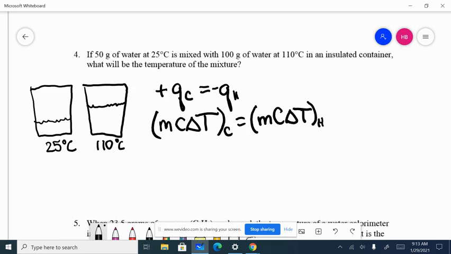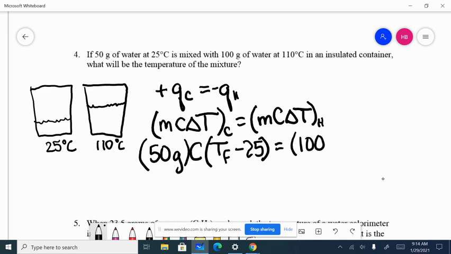Remember, we don't care about the negative and positive signs. We already know that the cold water is going to gain energy or have positive enthalpy. The warm water is going to lose energy. So let's replace what we do know. We know that the mass of the cold water is 50 grams. I didn't write this problem. I would have put more sig figs. So let's not worry about sig figs for this problem. The heat capacity of water, and then the change in temperature is going to be whatever that final temperature is minus 25.